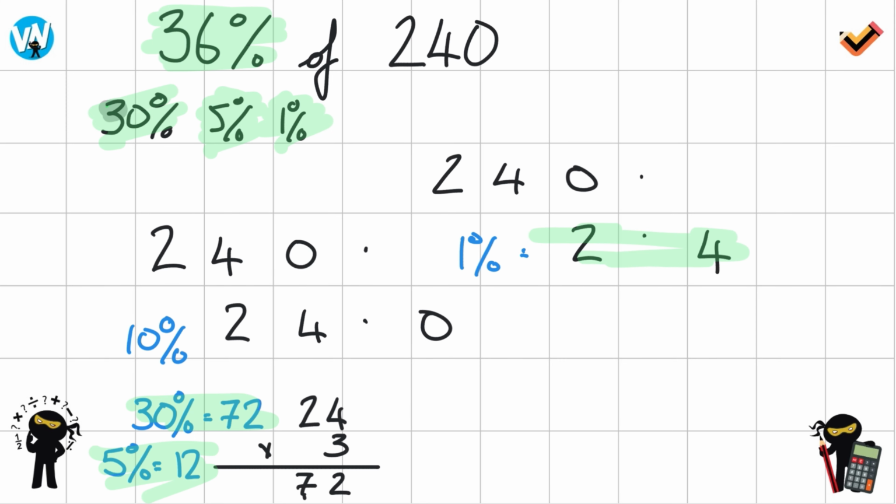So to start with, I would just do 72 add 12. So I'd make a note of that. 72 add 12. I know that that is equal to 84. And then I'm going to do 84 add 2.4. And in my head, I can do that no problem at all. That's going to be 86.4.